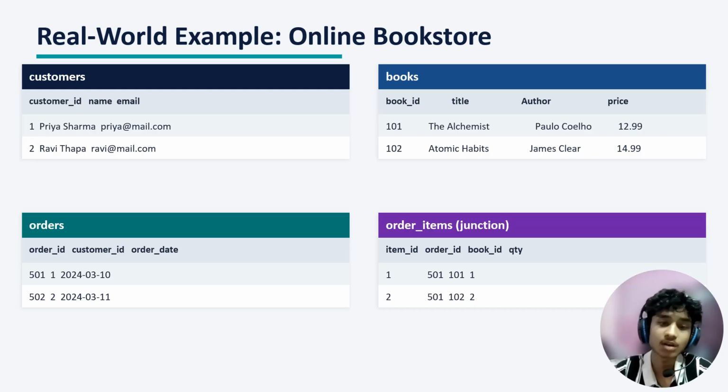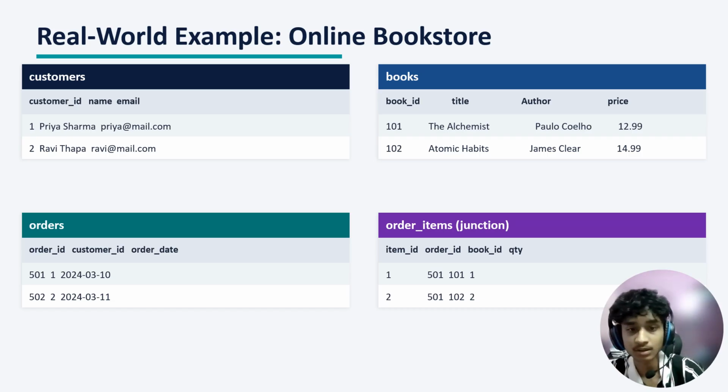Let's take an example of an online bookstore. For simplicity, let's take four tables for the online bookstore: customers, books, orders, and order items.